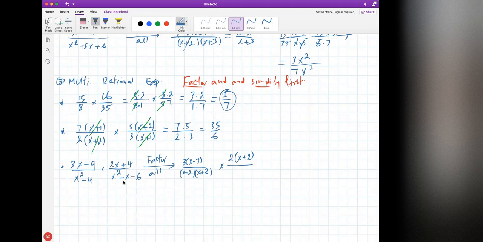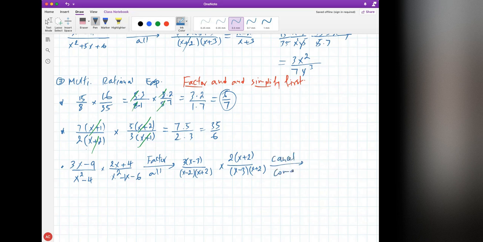Finally, the trinomial. How do we factor this trinomial? Trinomial factoring. Two numbers that multiply to -6 and add up to -1 are minus 3, plus 2. So x minus 3 and x plus 2. That's right. Okay, so we factored everything. What do we do next? Before multiplying, cancel. Okay, that's right, cancel.